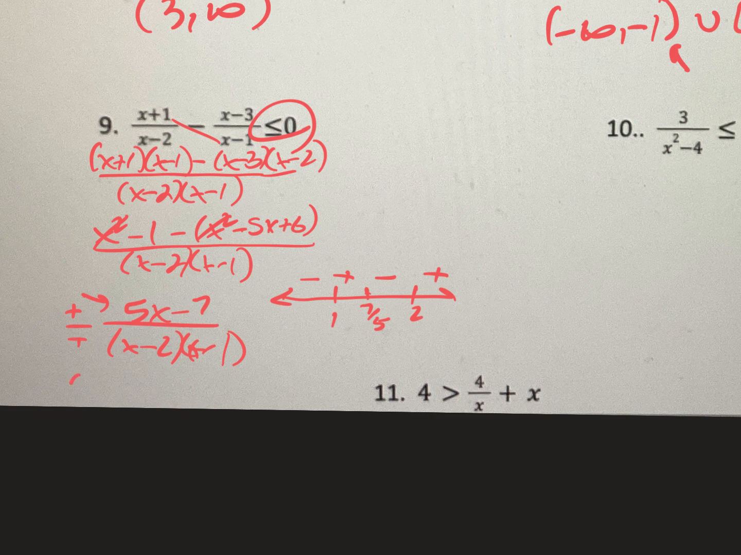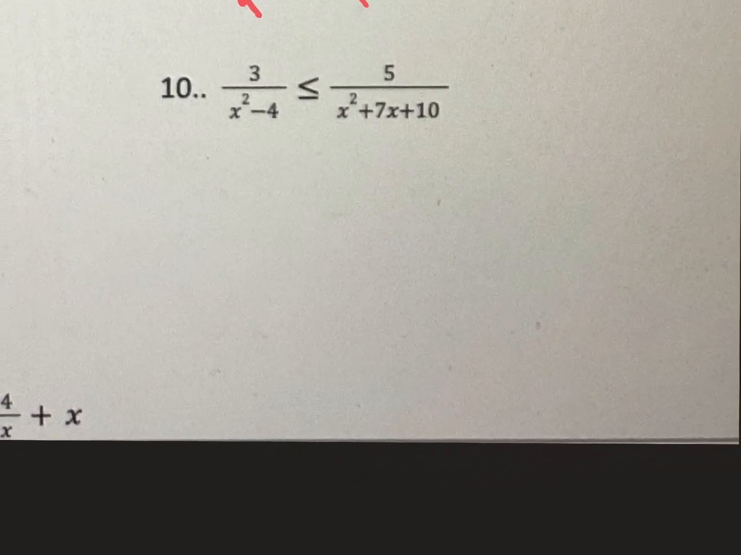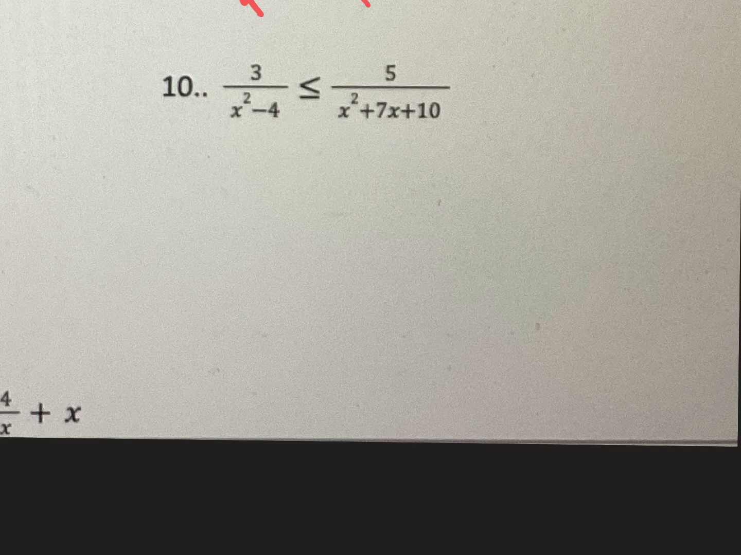So I'm going to go from -infinity to -1 with the parentheses. And also 7/5 with the bracket because it's in the numerator. And then 2 on the top with parentheses. That's okay. Number 10, a little bit different here. I've got to factor the bottom first. So this is really x plus 2, x minus 2. This one is x plus 2, x plus 5.